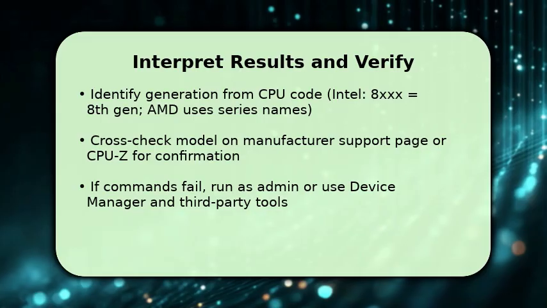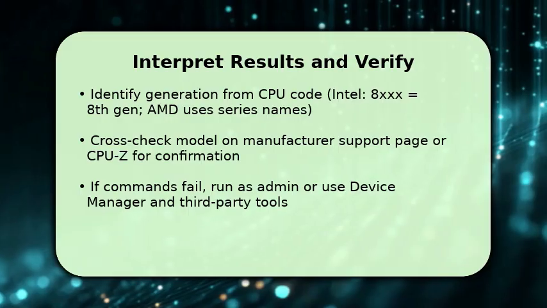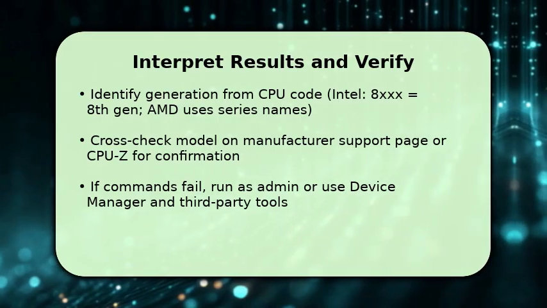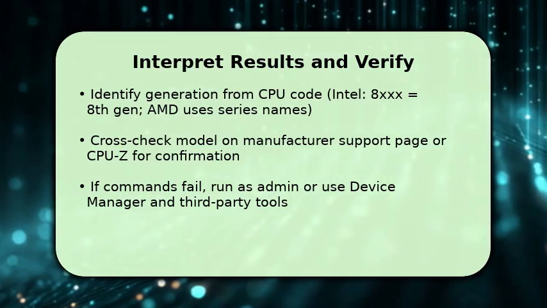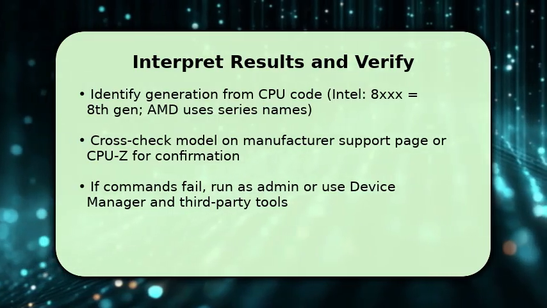Finally, interpret and verify the data you collected. For Intel, read the CPU string. i7-8565U shows an 8 as the generation indicator. For newer Intel naming, check the numeric scheme. For AMD, use the series name and support pages to map to a generation.